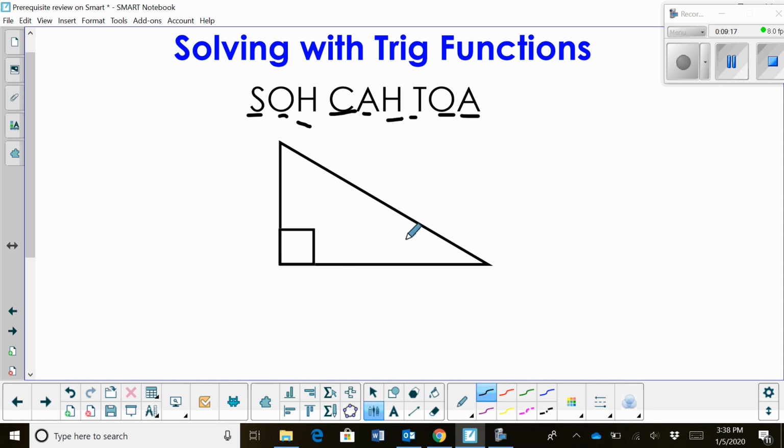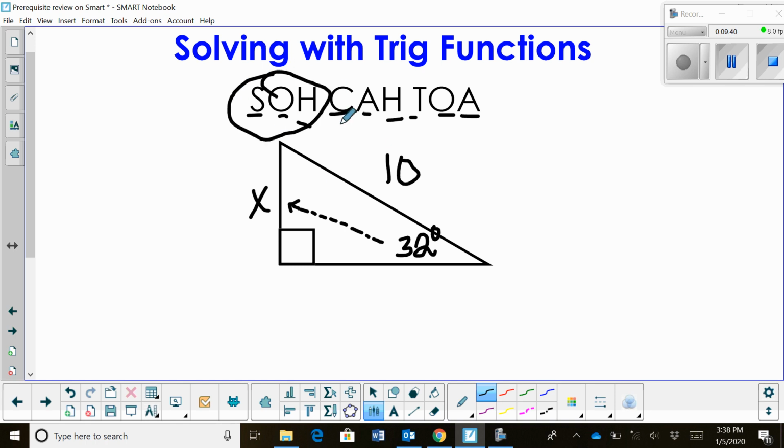So let's say we're given this angle over here is 32 degrees. We don't know this opposite side, but we do know the hypotenuse is 10. From that corner, this is my opposite side. And of course, I've got the hypotenuse, so this one is a sine problem. So the sine of 32 degrees would be equal to the opposite, which is x, over the hypotenuse, which is 10.